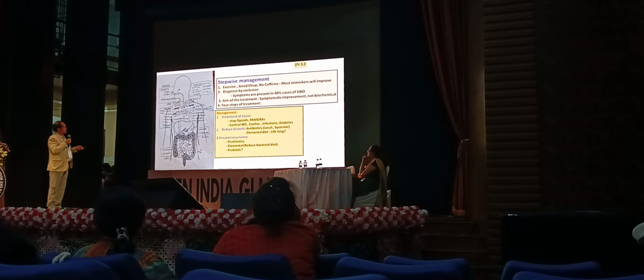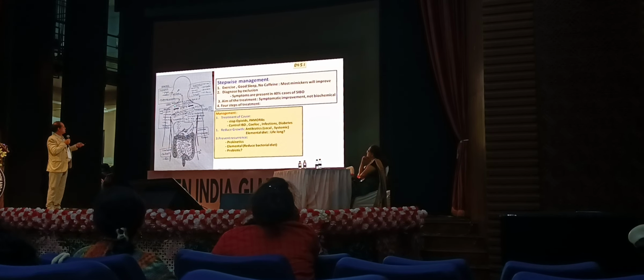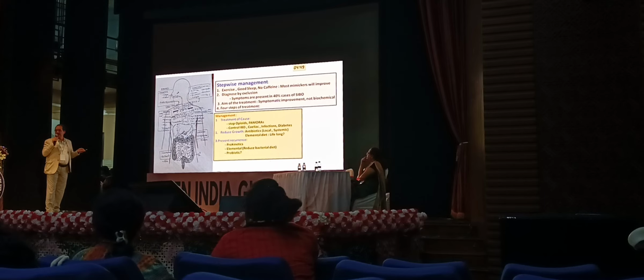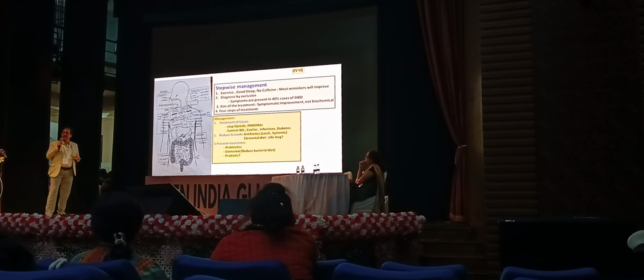So the measurement is either you measure the hydrogen, or you measure the methane, or you measure the hydrogen sulfide. Earlier on we used to measure 2, now we can measure 3. So if you give the patient a carbohydrate diet and then measure the breath hydrogen, methane, and hydrogen sulfide, you will find them higher than normal. You can say possibly he has bacterial overgrowth.